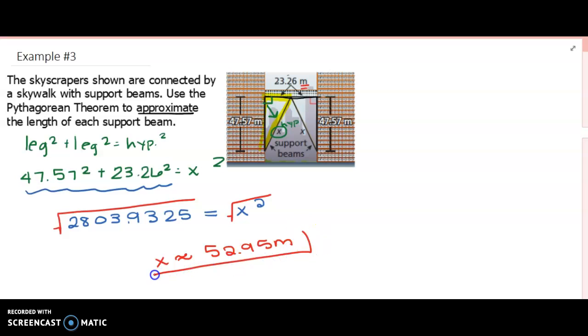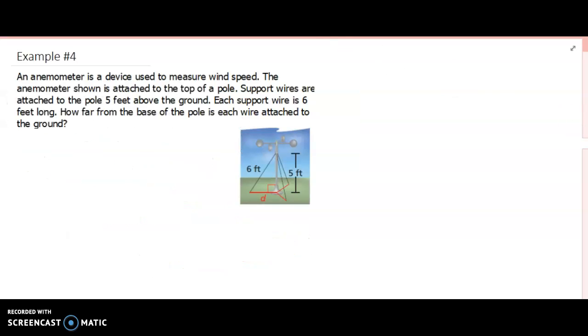Now, big ideas will tell you how far to round it out, so tenth, hundredth, thousandth, whatever. Just make sure you pay attention to that when you have problems like this on your homework. All right, example 4 is another word problem, so I want you to go ahead and do example 4 on your own, and then we'll go over it.